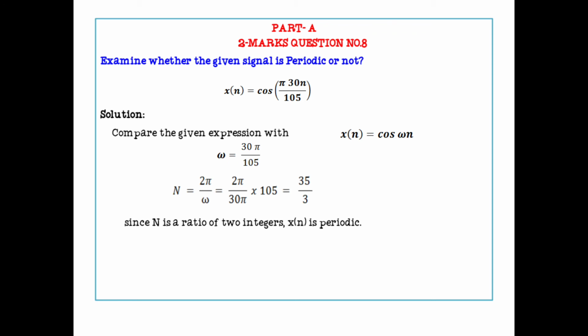Examine whether the given signal is periodic or not. x of n is equal to cos(30 pi n divided by 105). So first of all, this is a discrete time signal. You write the solution: compare the given expression with the general expression x of n is equal to cos of omega n, or in other words you should first write what is omega. So what is omega? Omega is nothing but the coefficient of n. So what is the coefficient of n? 30 pi by 105. Okay, 30 pi by 105 is the coefficient of n, that is said to be omega.